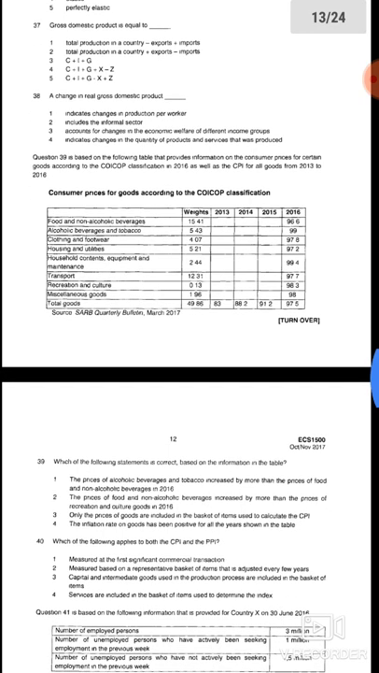And question 38, a change in real gross domestic product, which is real GDP, indicates a change in production per worker, indicates the informal sector, no. Accounts for the changes in the economic growth of different, no. Indicates changes in the quantity of products and services that were produced. Okay, so the real GDP indicates the change in the quantity of products and services that were produced. So option number 4 is very much true.